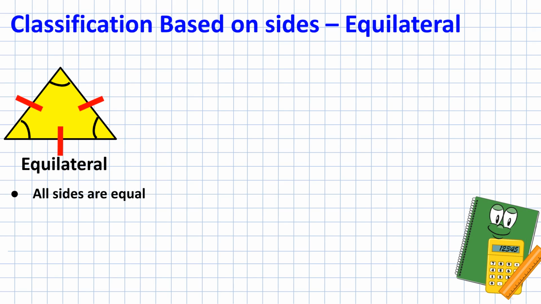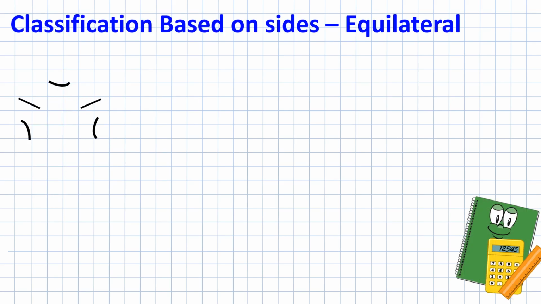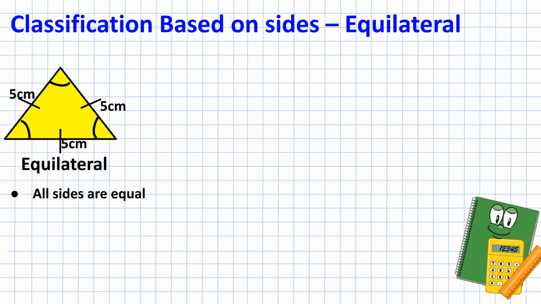To show the sides are equal, we use a single tick line of the same type on each side. For example, if all 3 sides are 5 centimeters, then the triangle is equilateral. Because all sides are equal, all angles are also equal. In an equilateral triangle, each angle is 60 degrees.